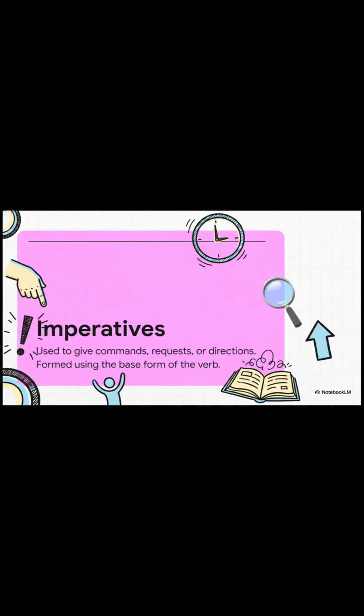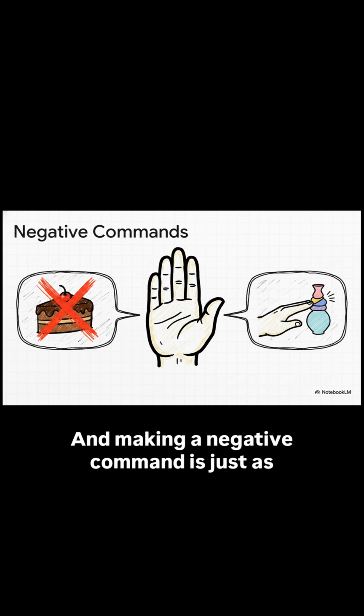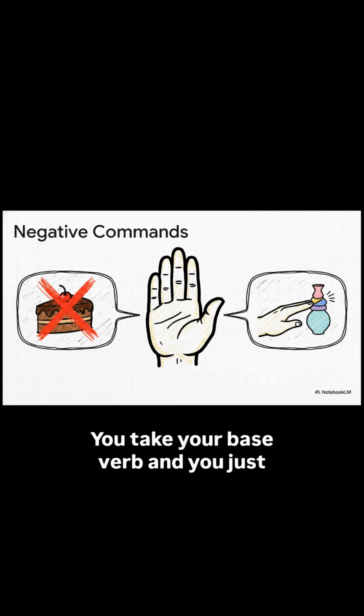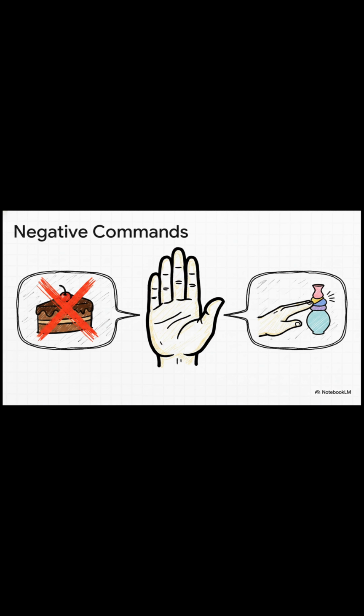And the best part? To form one, you just use the base form of the verb. That's it. No subject, no S, no ing. Just the verb itself. Read this book. Help. Get up. It's incredibly direct. And making a negative command is just as easy. You take your base verb and you just pop don't right in front of it. Don't eat that cake. Don't touch it. The structure is so simple and consistent.